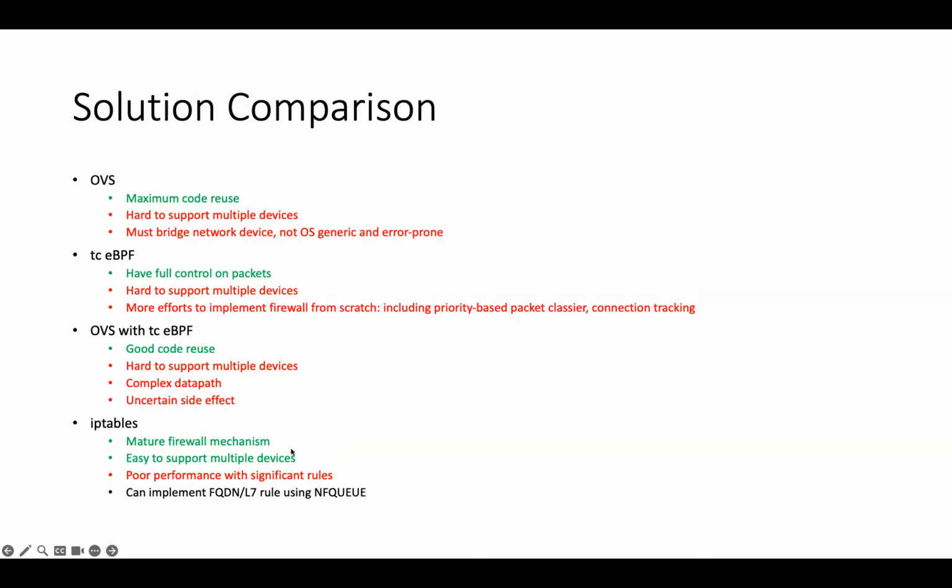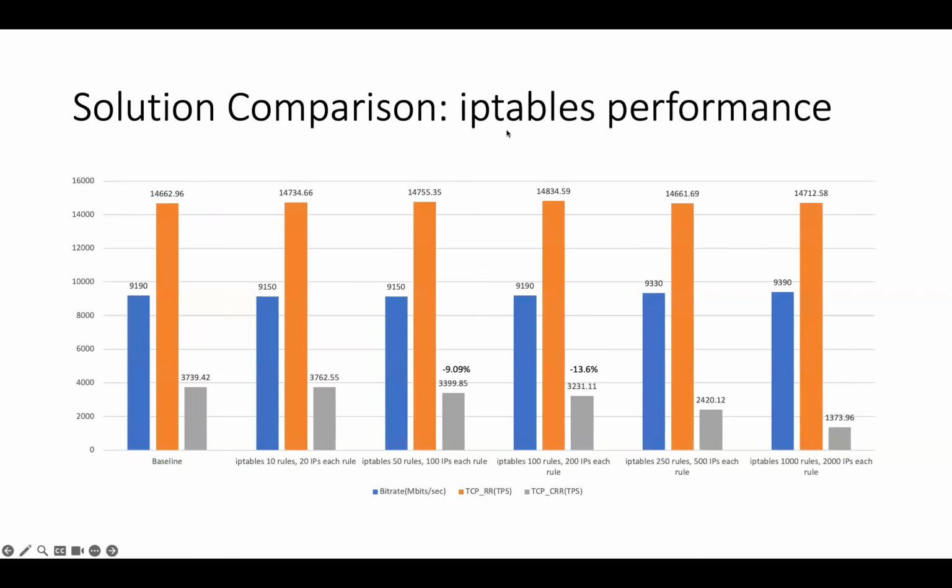iptables' advantage is that it's a mutual solution, and it is easy to support multiple devices. The only problem is poor performance with significant loss. So we evaluated iptables' performance in this use case using iperf and netperf.